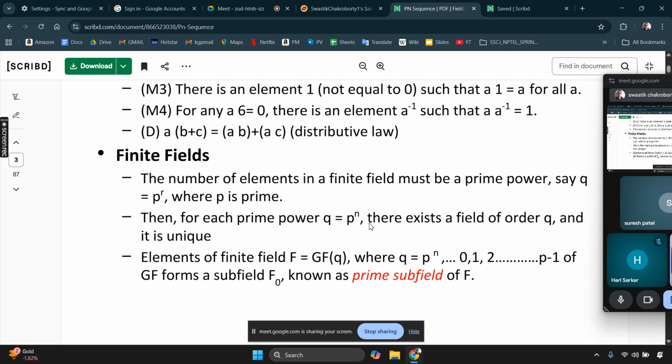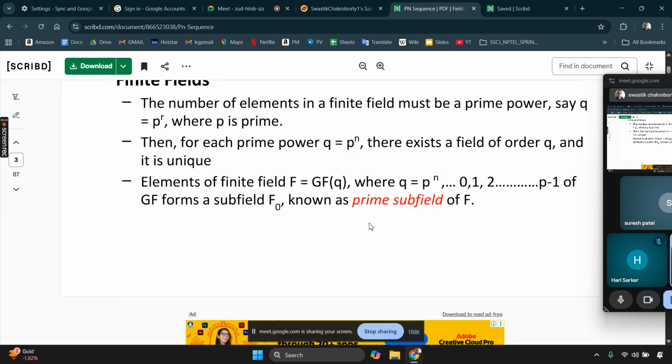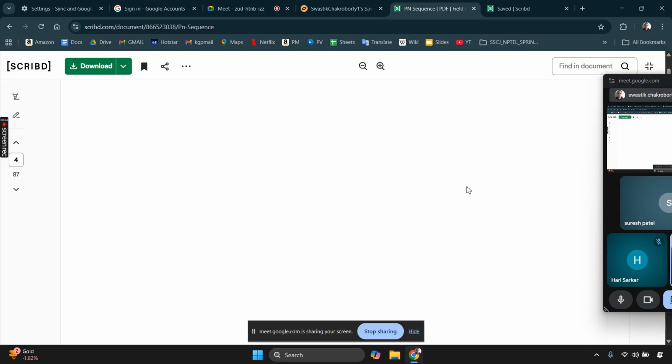When we talk about this prime p, in this context we usually talk about the prime 2. So 2 to the power n. So Galois field is basically GF of 2 to the power n. So here mostly we are concerned with GF of 2 to the power n, the elements of the finite field 2 to the power n, where n is 0, 1, 2, 3, 4, etc.